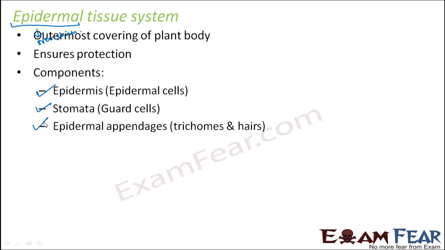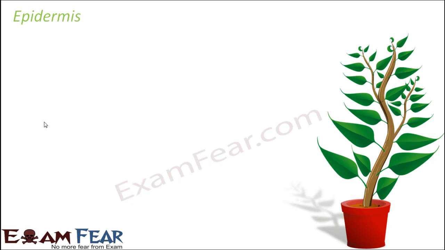And the epidermal appendages, like the root hairs or the stem hairs, the small hair-like structures which are present, are also on the surface. So they should also be part of the epidermal tissue system, because the epidermal tissue system talks about everything that is over skin, that is on the outermost layer. So these three things are a part of the epidermal tissue system. We will quickly discuss all three things one by one, and we will start with epidermis.